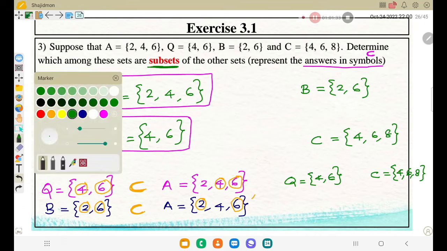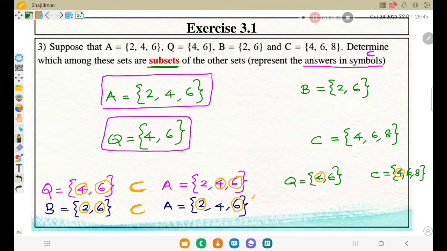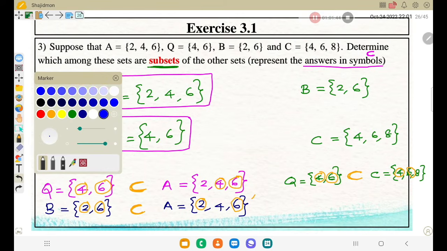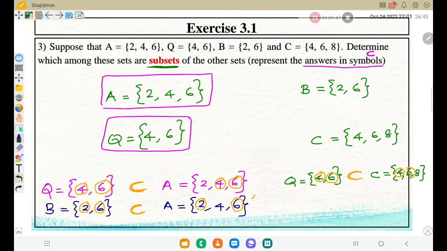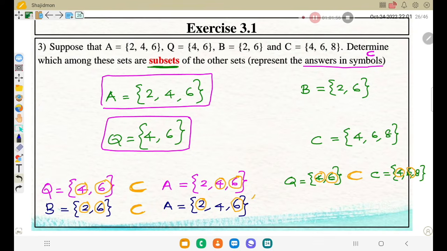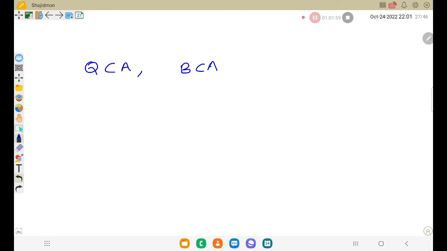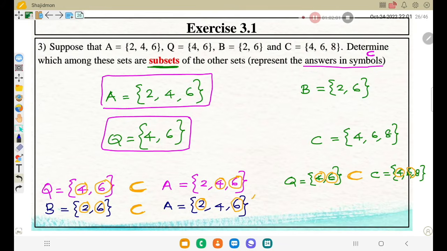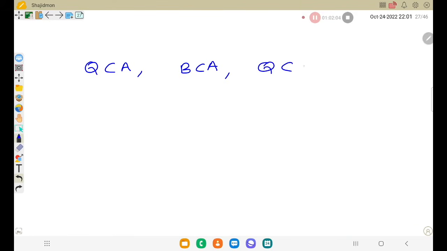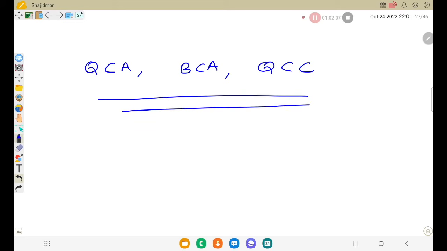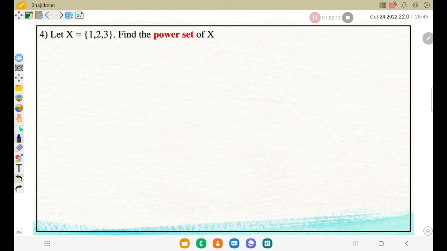Is it a subset? Yes. Because 4 is a member here, 6 also a member here. So we can use the subset notation, correct? So we have 3 options. You can think about others, it is not only 3 options. Q subset of A, first answer, and B subset of A, second answer, and lastly Q subset of C, correct? Q is a subset of C. So these are the 3 subsets in that example. Hope you understood. Okay, now we will go to the fourth question.